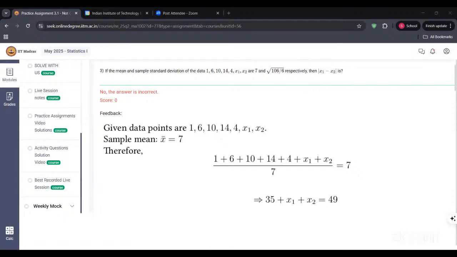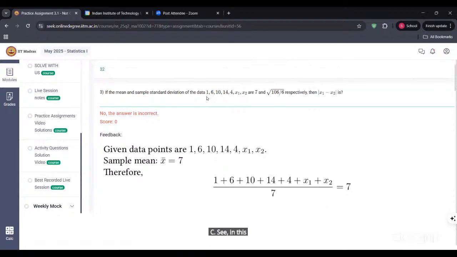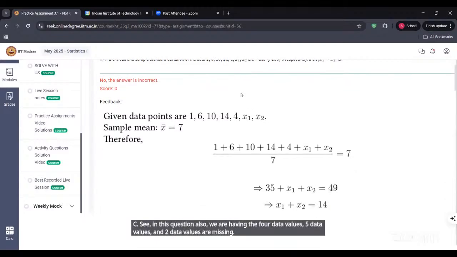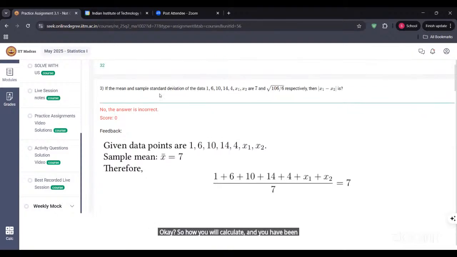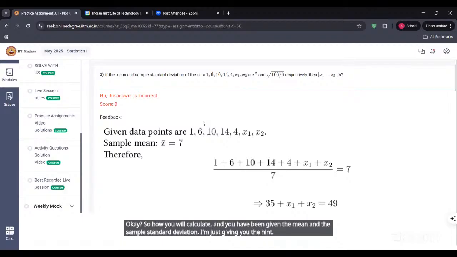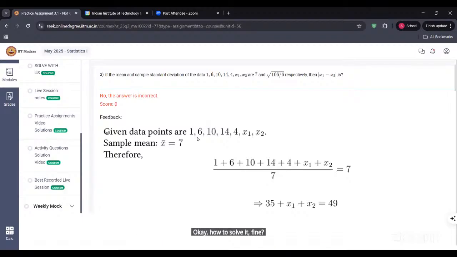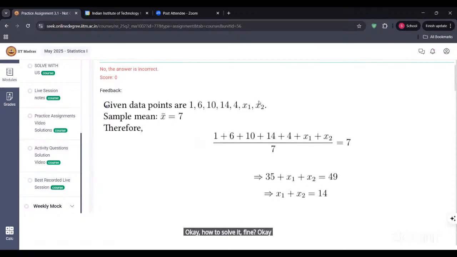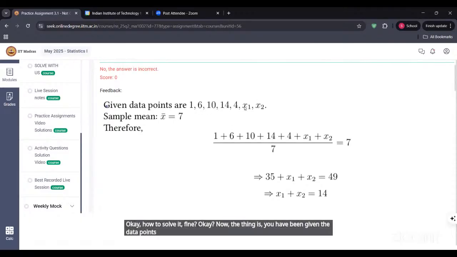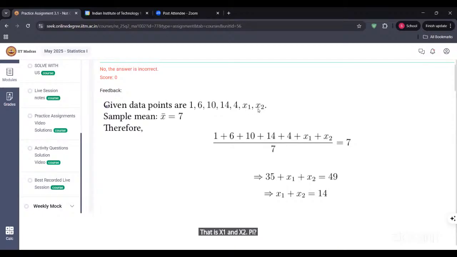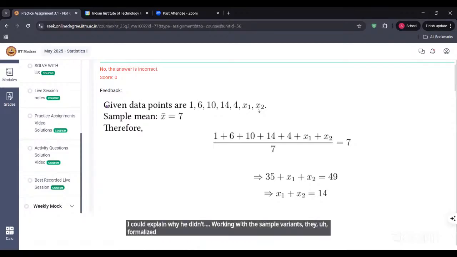See, in this question also, we have 5 data values, and 2 data values are missing. So how will you calculate? You have been given the mean and the sample standard deviation. I'm just giving you the hint on how to solve it. You have been given 3 data points and 2 data points are missing, correct? That is x1 and x2. Ma'am, I can let them be x and y, then solve using the sample variance formula. Yeah, you can denote it that way.